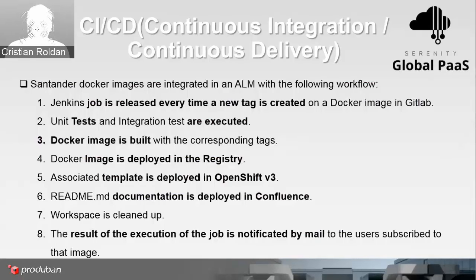If the tests pass without failures, the Docker image is built with the corresponding tags, and later is deployed to the registry. The next step is to deploy the associated template in OpenShift. Jenkins is responsible for updating the image tag in the template to point to the new tag. Once the template is pushed in OpenShift, we upload the README Markdown file, I mean the image documentation, to Confluence. And finally, Jenkins cleans up the workspace and notifies by mail the result of the execution of the job to the users subscribed to that image.